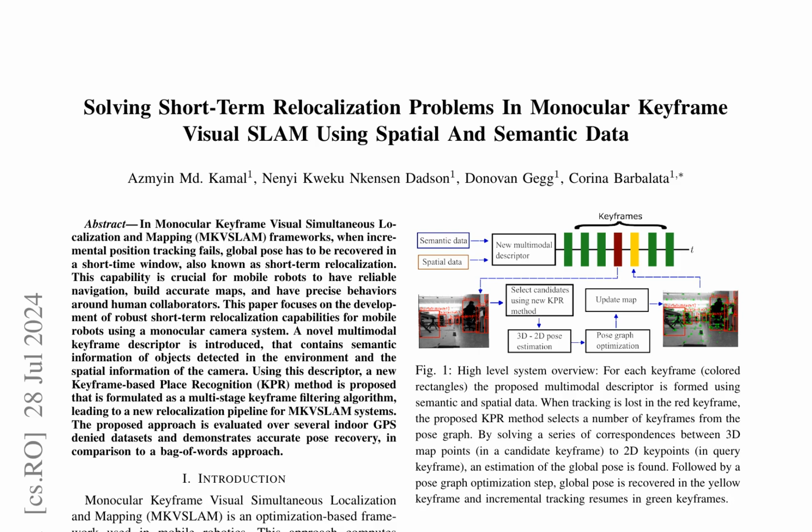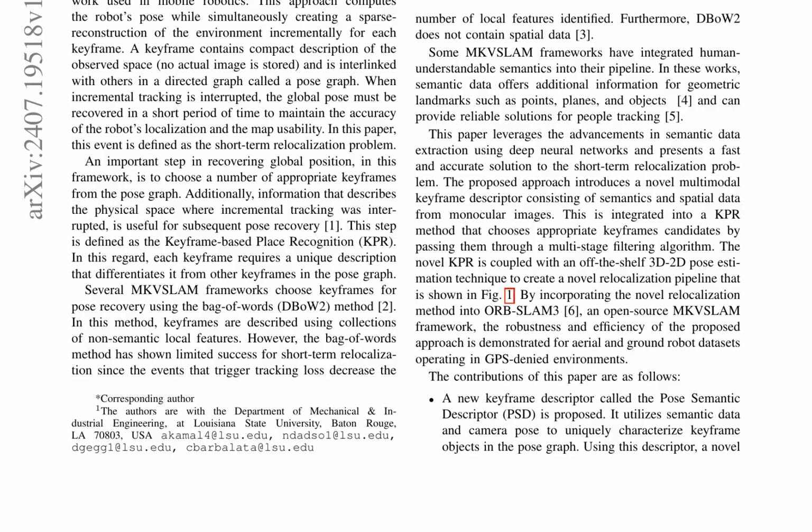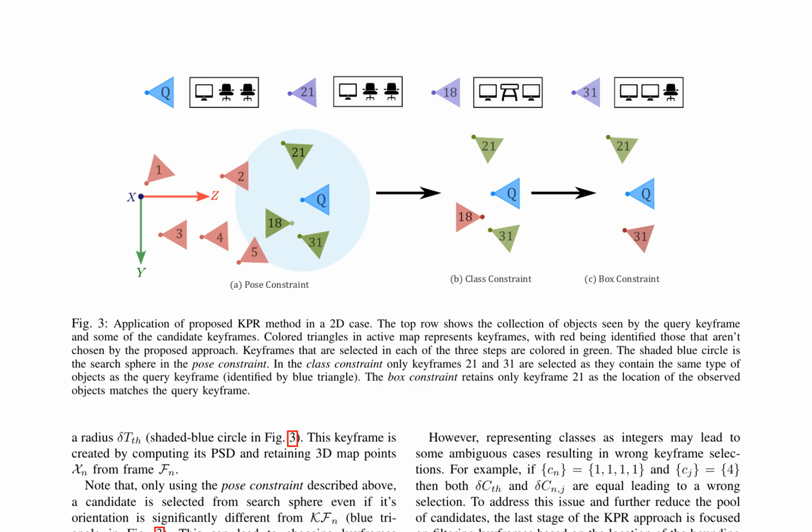The paper presents a novel approach to short-term relocalization in monocular keyframe visual SLAM (MKVSLAM) systems by introducing a multimodal keyframe descriptor that incorporates semantic information of objects and spatial information of the camera. This descriptor is integrated into a keyframe-based place recognition (KPR) method, which is formulated as a multi-stage keyframe filtering algorithm. The proposed approach leverages advancements in semantic data extraction using deep neural networks and presents a fast and accurate solution to the short-term relocalization problem.